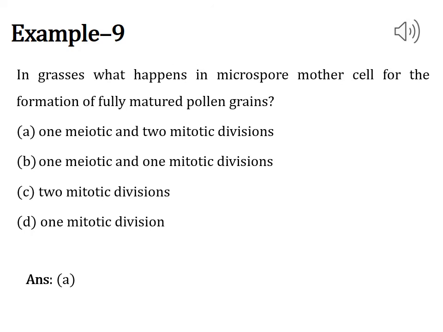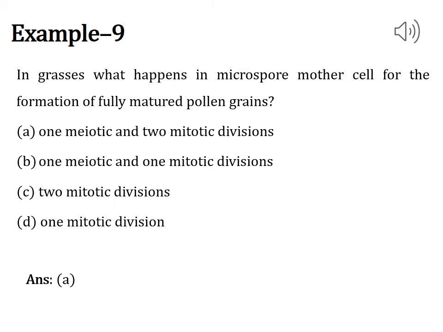In grasses, what happens in the microspore mother cell for the formation of fully matured pollen grains? The options are: A, 1 meiotic and 2 mitotic divisions; B, 1 meiotic and 1 mitotic division; C, 2 mitotic divisions; and D, 1 mitotic division. As usual, when it comes to the life cycle of grasses, you can see it in this picture, and in the next slide there is a diagram for you.